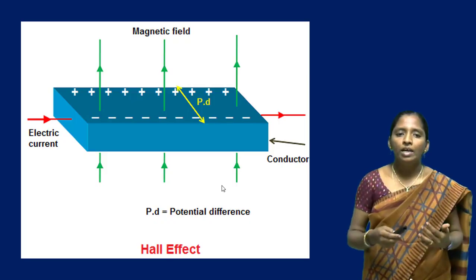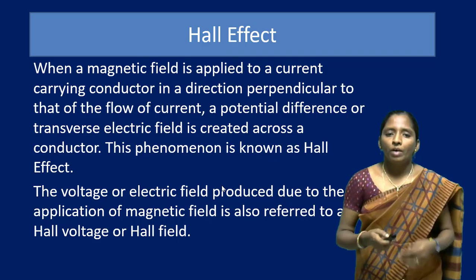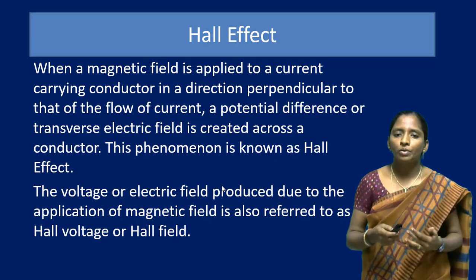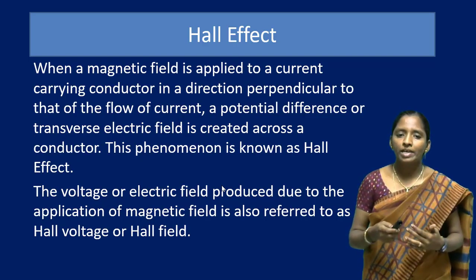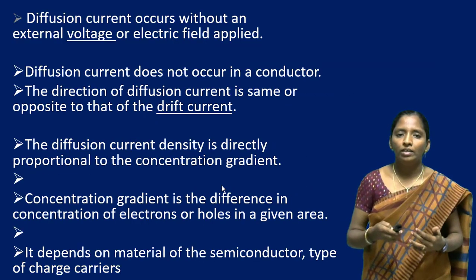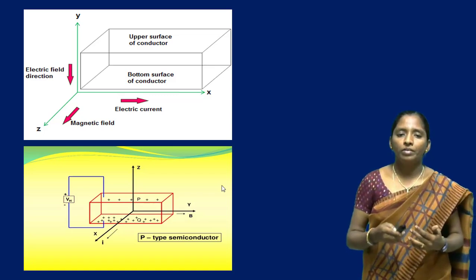Current flows in the current carrying conductor. So here the voltage or electric field is produced due to the application of the magnetic field. This voltage is known as the Hall voltage or Hall field. So this is the Hall effect.